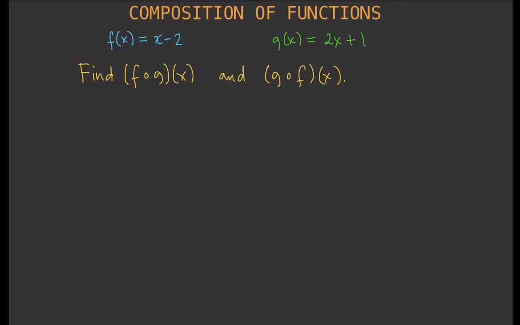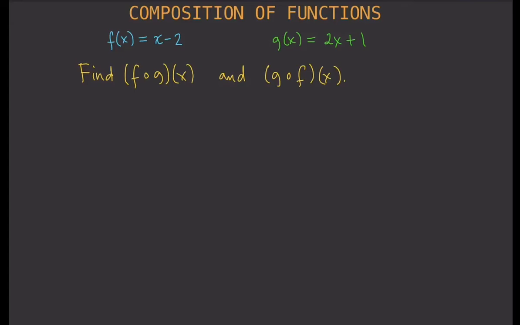f of x equals x minus 2, g of x equals 2x plus 1. Find f of g of x and g of f of x. Alright, so f of g of x is called a composition of functions. Same with g of f of x. Now, what does this mean?